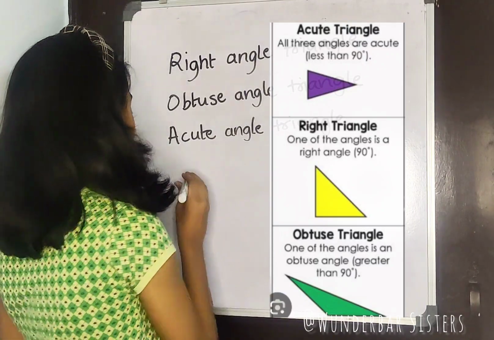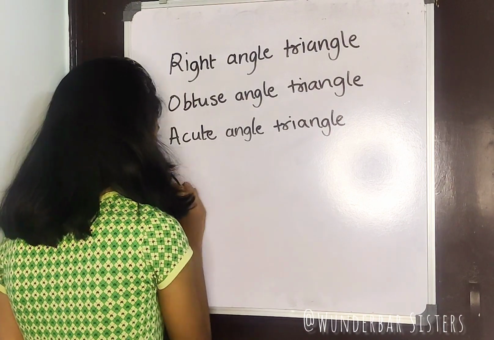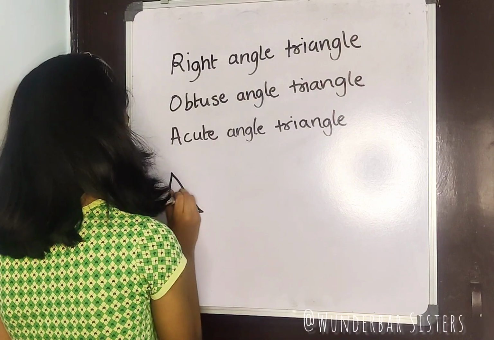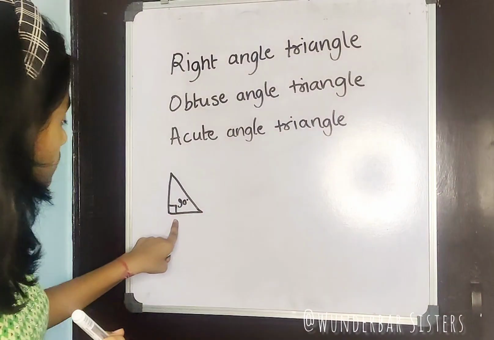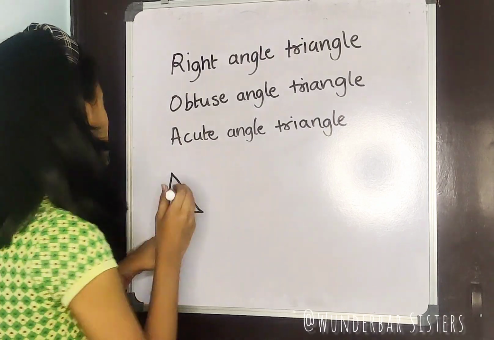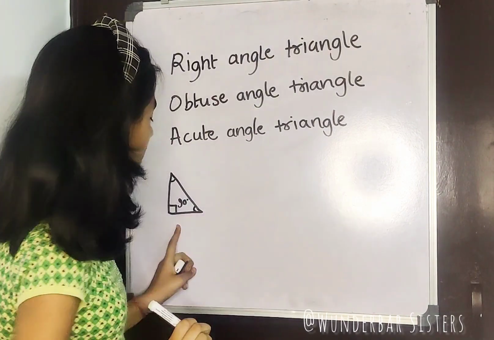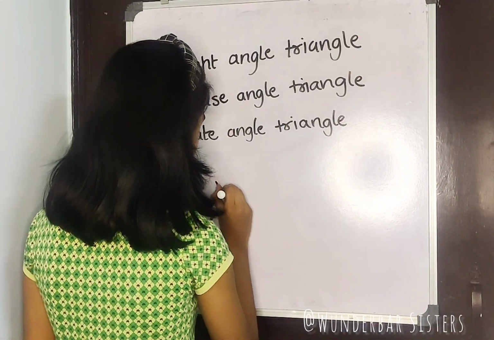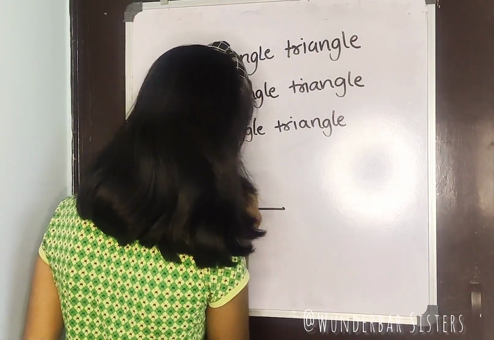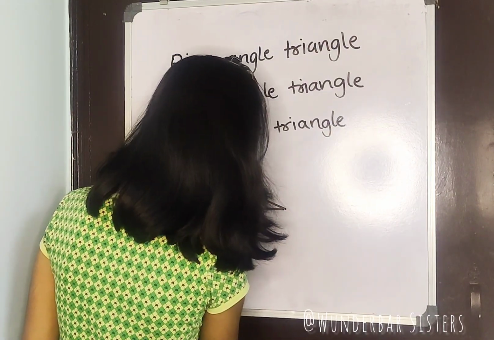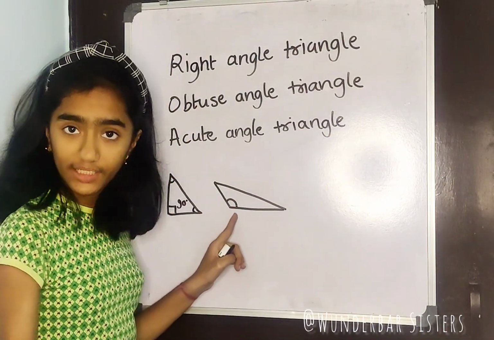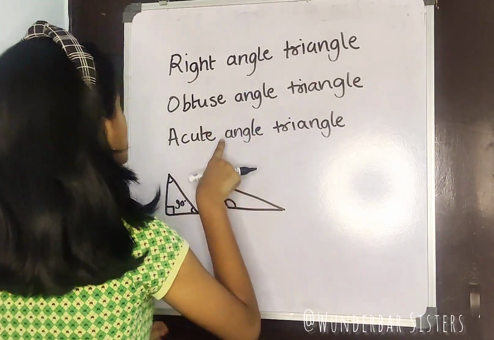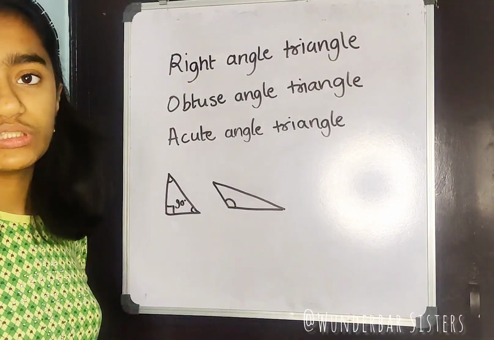In a right angle triangle, there is one right angle which is of 90 degrees. This shows that this is a right angle triangle. Then comes an obtuse angle triangle. In an obtuse angle triangle, there is an obtuse angle, such as this one, which is more than 90 degrees. So this angle is an obtuse angle, and therefore the triangle is an obtuse angle triangle.